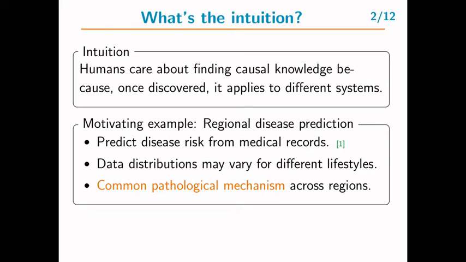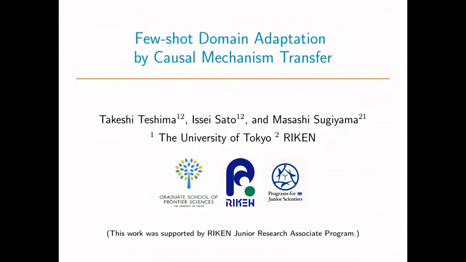However, the data distributions may appear different because of different lifestyles, dietary habits, etc. So they cannot be directly used for training your own predictor. Our approach aims to open up the possibility to use such data from the different regions, if you can safely assume that the pathological mechanisms are invariant across the domains. Now, with our approach, we have a means to directly implement this belief of invariant causal mechanisms in order to perform domain adaptation. Now, let me go into the details.